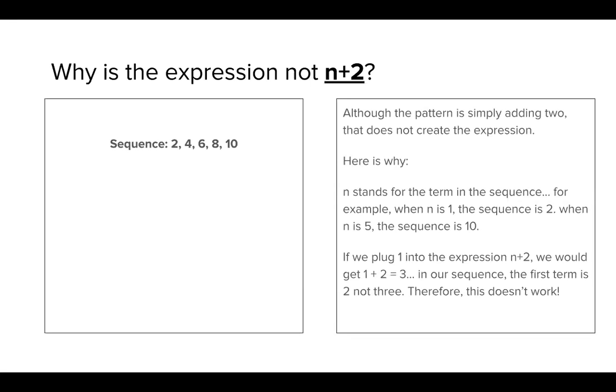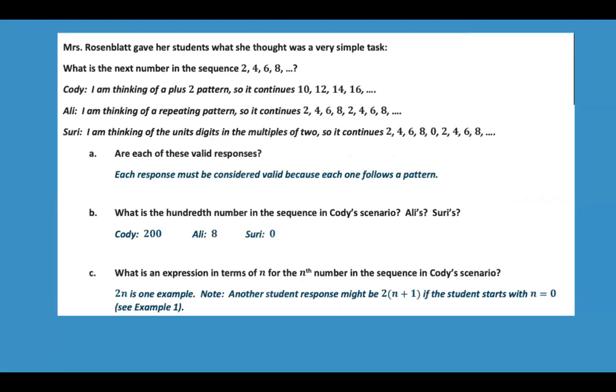So we had to figure out something else. And if we did that, we should have gotten 2 times n. So if we plug 1 in, 2 times 1 is 2. If we plug 2 in, 2 times 2 is 4. If we plug 3 in for n, 2 times 3 is 6. So that is what we should have gotten. We should have gotten 2 times n, or 2n for that one.